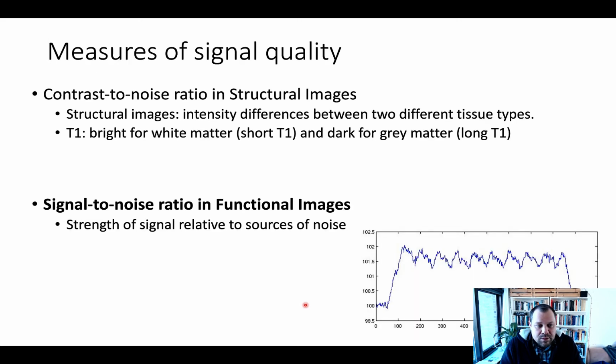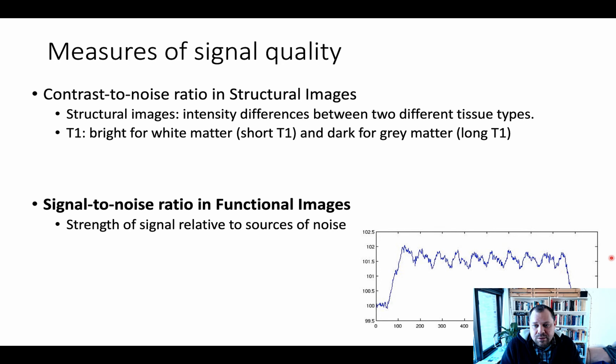We are mostly interested in signal to noise ratio in functional images when it comes to experiments and functional MRI. Here we're talking about the strength of the signal relative to the sources of noise, where the signal, in fact, is the amount of the response of a given voxel to our task manipulations. So we're really looking at how much a given voxel responds to the experimental manipulation that we are interested in. That is signal, whereas noise, again, refers to all of these other sources that we talked about: random variation that is unrelated to the experiment.